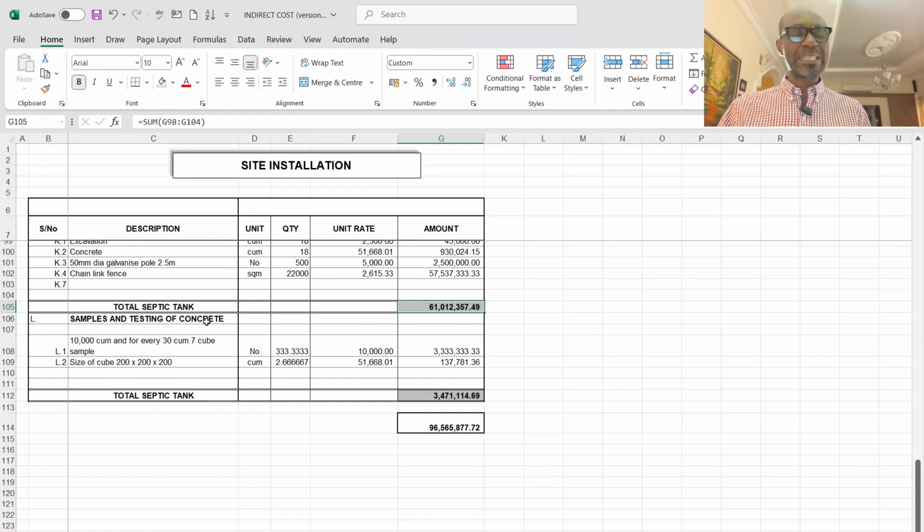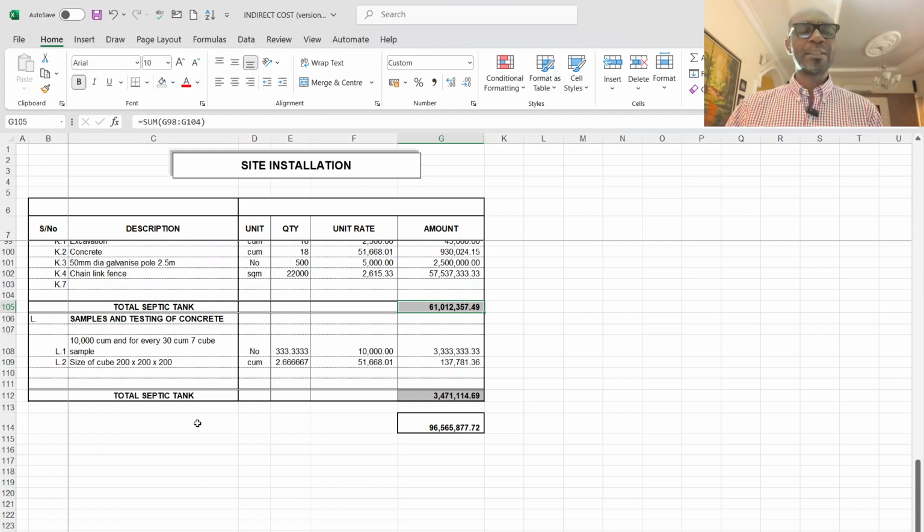Then sampling and testing. Normally it's expected of us, at intervals during casting of concrete, to cast some cubes and crush them at different days, 7 days, 21 days, and then the next 30 days, to determine the strength. That is an item of cost. Let's say you don't have a crusher on site, you need to take it outside to a paid organization to crush it for you.